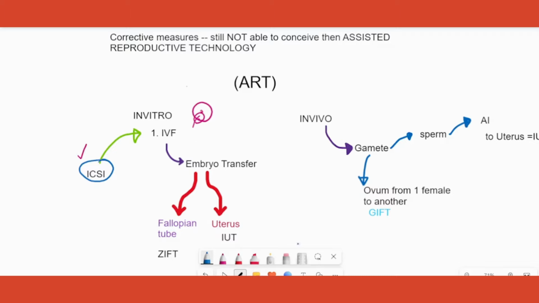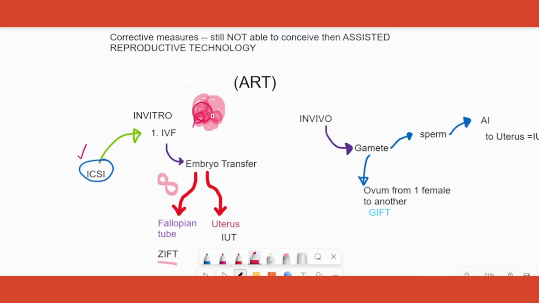Now once you fuse both of them, what do you get? You get a zygote. Correct? That zygote starts developing into the 2-cell stage, 4-cell stage, and so on. The moment it is 8-celled, we can transfer that group of blastomeres into the fallopian tube of the female for it to grow, and that is called ZIFT.